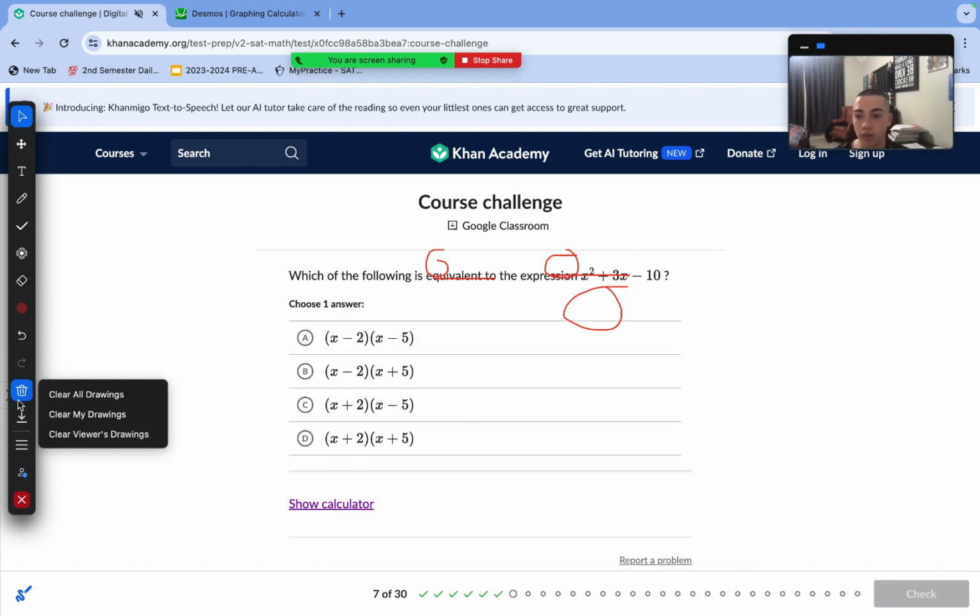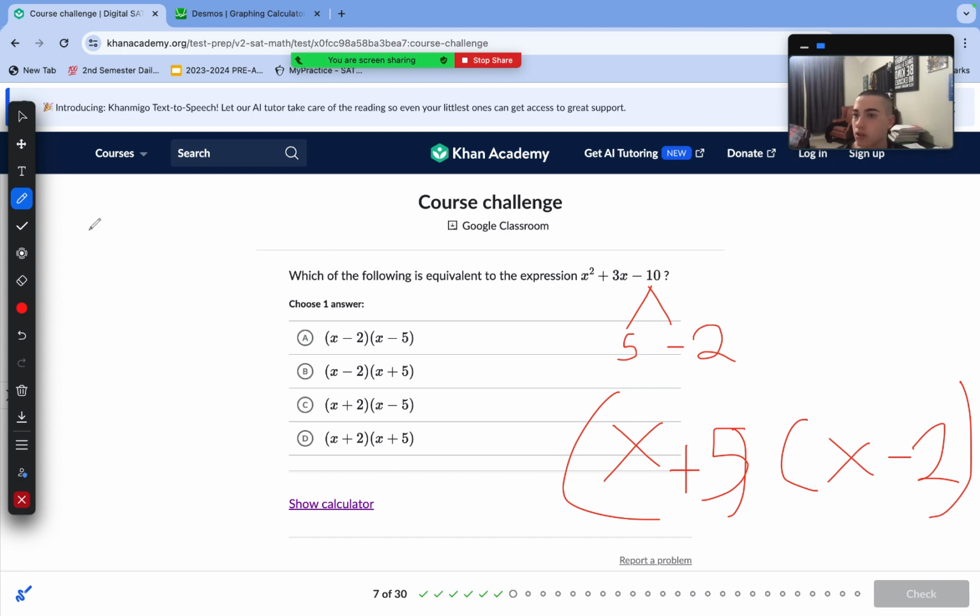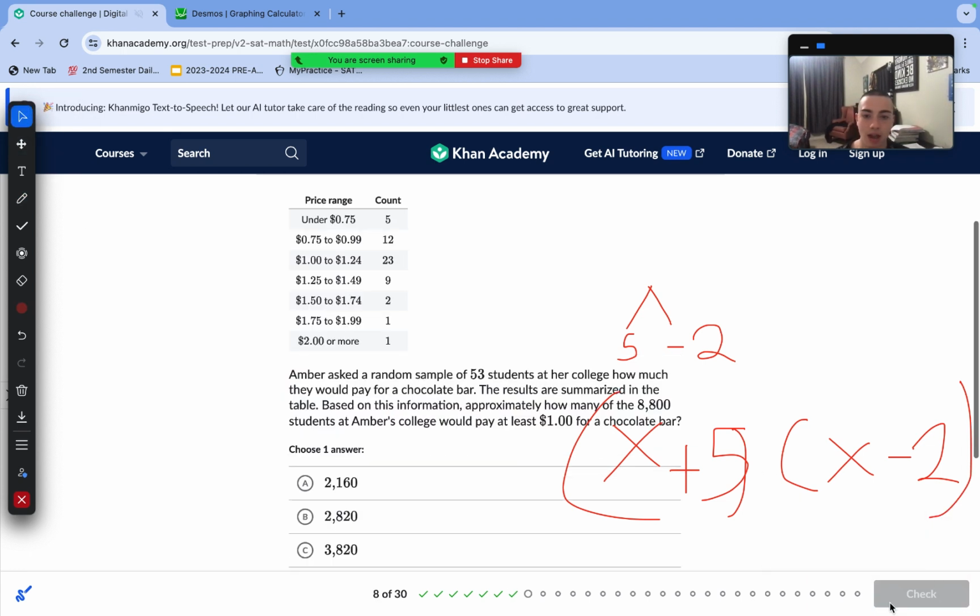Which of the following is equivalent to this? We're just going to factor this quadratic, which two numbers multiply to negative 10 and add to positive 3. This would be positive 5 and negative 2. So that means the factors are simply x plus 5 and then x minus 2, which matches answer choice B. On to question number 8.